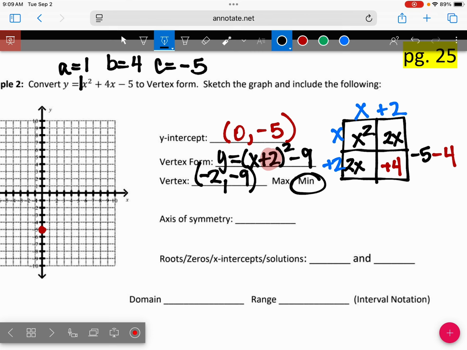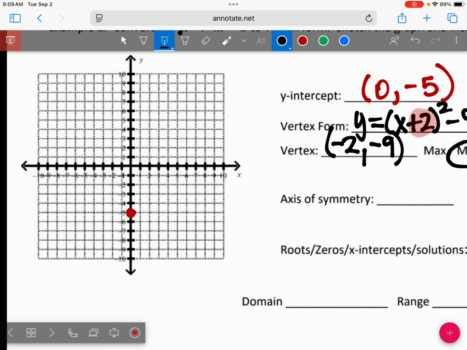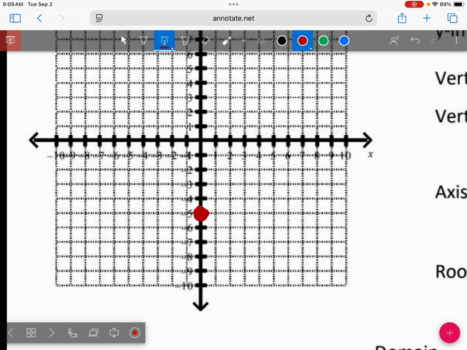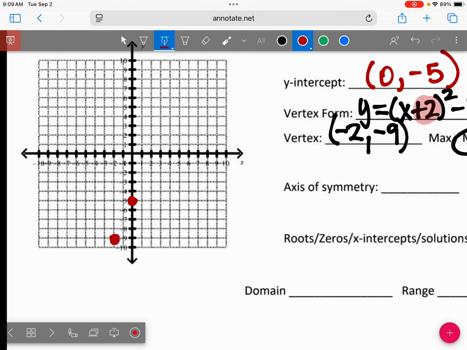Let's go to our graph. Let's plot that point. I'll zoom back out in a minute. So negative 2, down 9. I'm going to put a point right here, because that's (-2, -9). And then we have our axis of symmetry, which is x equals negative 2. So what that means is, if I were to draw, and I'm just going to draw it, but you don't have to, this line is the middle of my graph. That's what we mean when we say axis of symmetry. That's the middle of my graph.